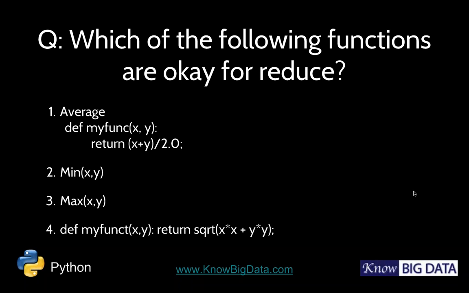Arpan says min max looks fine, and brilliant. I think Arpan has got it right. Shikhar says min max looks okay. Average is not okay for reduce. And the last one is something where I don't want to clear the mystery yet. Shikhar has also got it right. Anybody else?